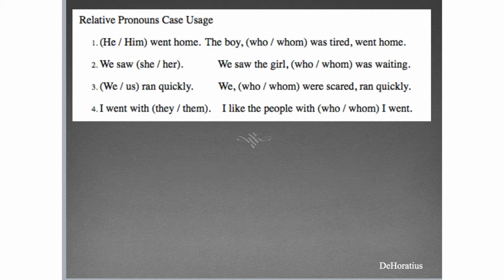All right. So basically, you're just choosing from the words in parentheses to complete the sentence. I will do 2 of them, and I'll leave the other 2 for you. All right. So of course, he went home. He's the subject. We wouldn't say him went home. And then, of course, the boy who was tired. Note that the who is the subject of the verb was, right? It's standing for the boy. The boy was tired. And so who is going to be the correct one.